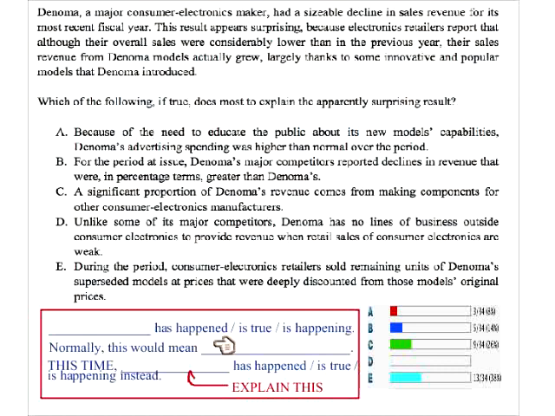What would normally mean what? Sales revenue from Denoma models went up. Okay, so revenue from selling Denoma's actual models went up. But the overall sales for the whole Denoma company went down.